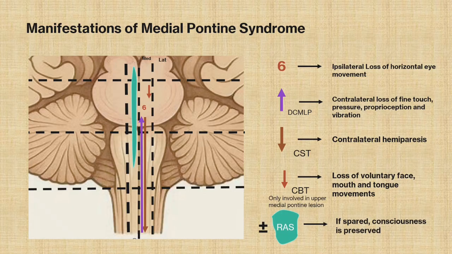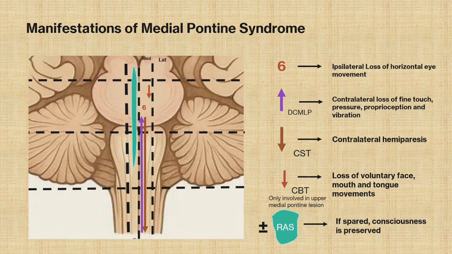All right. Now there is another structure that lies in the pons and extends from the upper medulla upwards till the lower midbrain. That is the reticular activating system. The reticular activating system may be involved or may not be involved in medial Pontine syndromes, especially if there is a large basilar artery stroke rather than a stroke in the paramedian branches of the basilar artery. The RAS is responsible for consciousness and arousal.